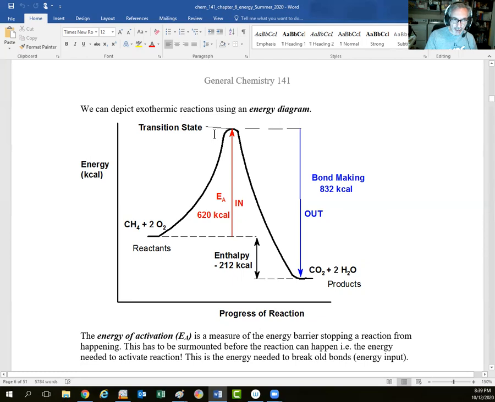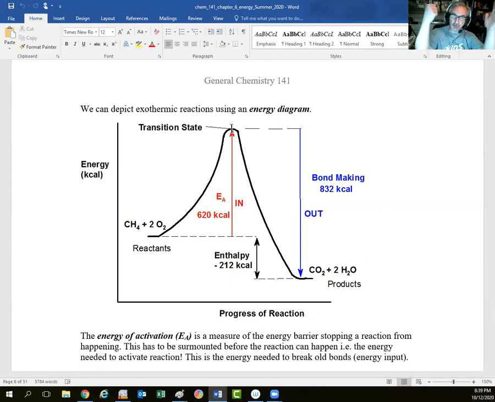One last thing to point out, we have this transition state, sometimes called the transition point, right at the peak of the curve. This is the imagined moment of collision where bonds are breaking and new bonds are forming. All in that collision, that brief moment in time.